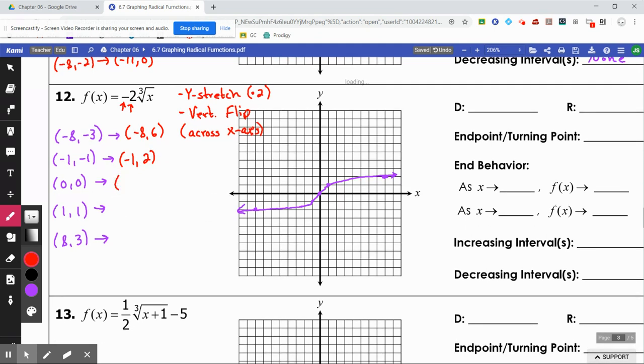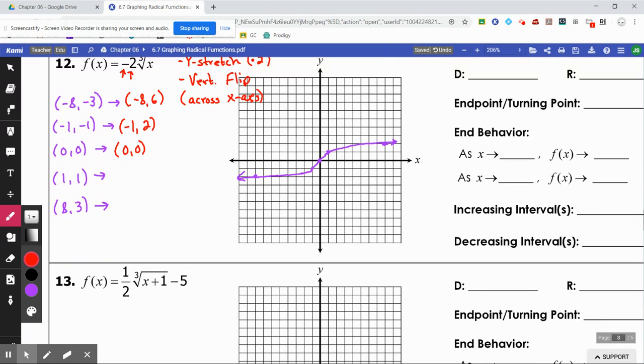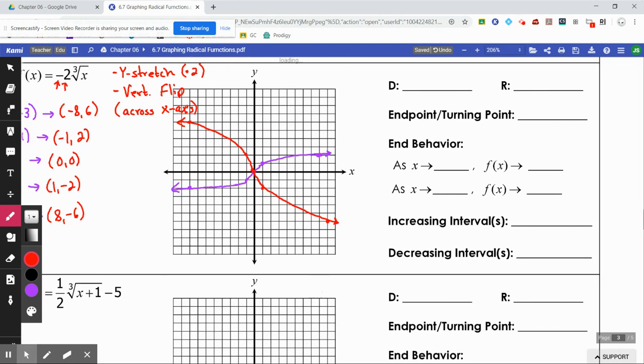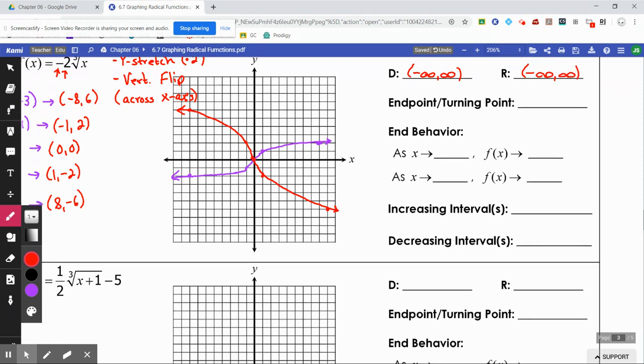Multiply the y value by 2, and then make the opposite, does not change it. The next one, multiply your y value by 2 and make it opposite, becomes negative 2. Multiply your y value by 2 and make it opposite, gives you 8, negative 6. And here's a picture of your new function. Domain and range still negative to positive infinity on both. Goes up and down forever, left and right forever. The endpoint of the turning point did not get moved at all.